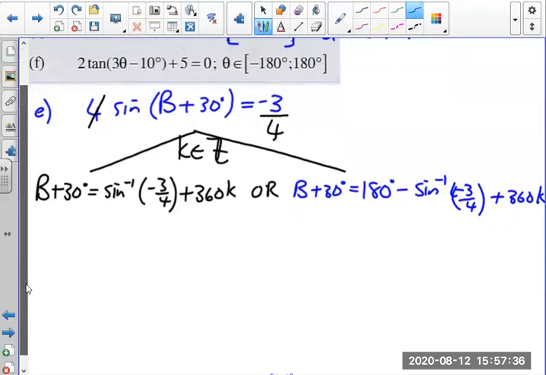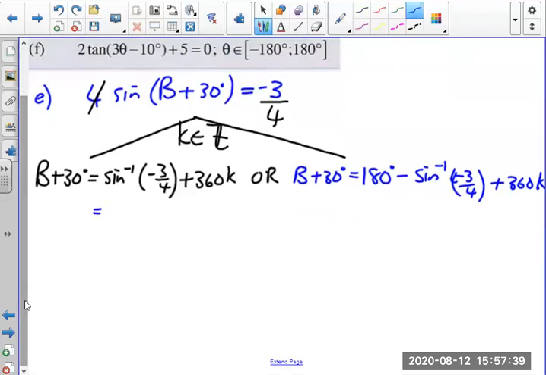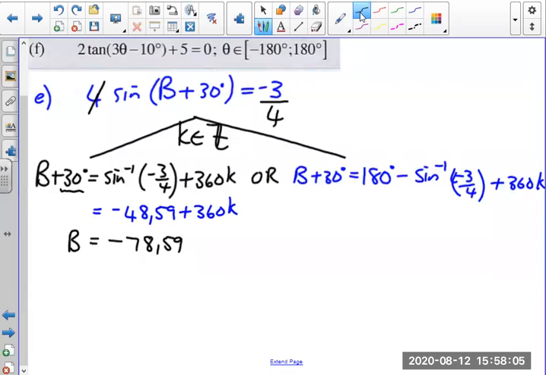I'm going to do my 2 legs. I'm just going to simplify. So that will give me an angle of minus 48,59 plus 360k. I'm just going to do the 1 leg at a time. To get rid of this plus 30, I must say minus 30. So minus 48 minus 30 give me minus 78,59 plus 360k. So there's my 1 leg finished.